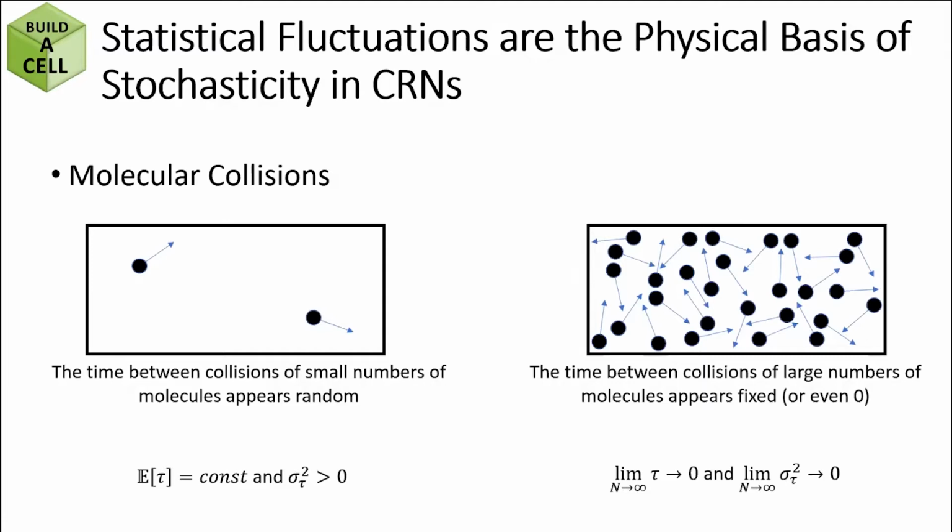So this is the true difference between stochastic dynamics of a chemical reaction network and deterministic dynamics. In the stochastic case, we have small numbers of molecules, and the expected time between reactions is a random variable. While in the deterministic case, reactions are occurring continuously, and there is no waiting between them and no randomness.